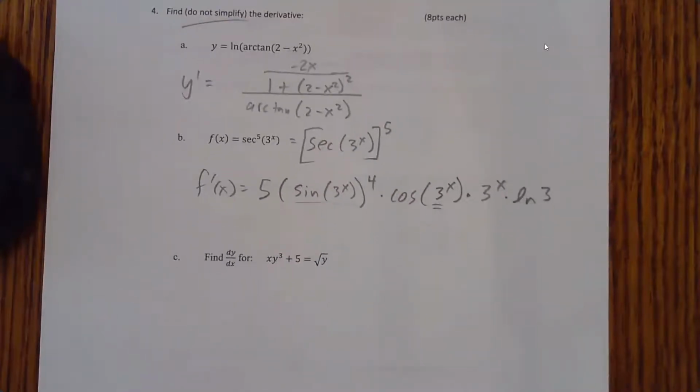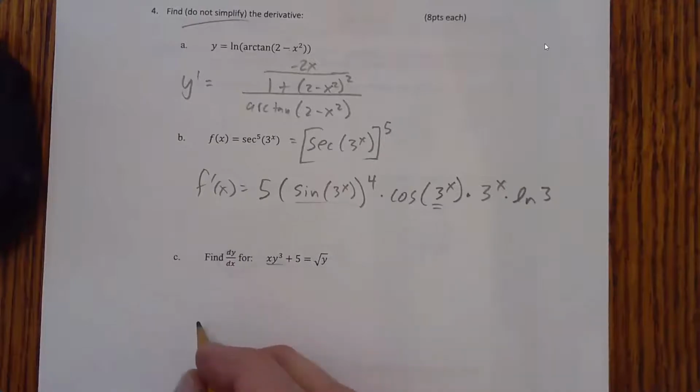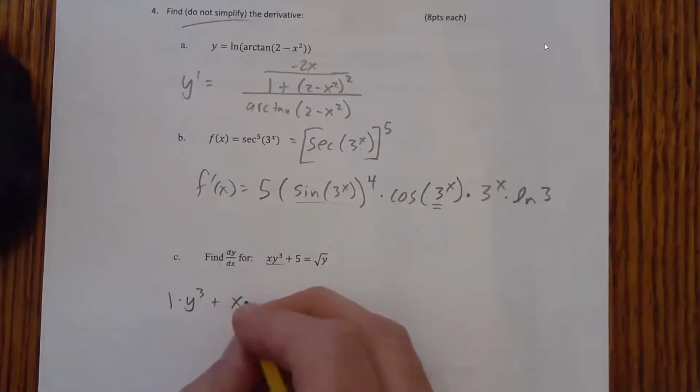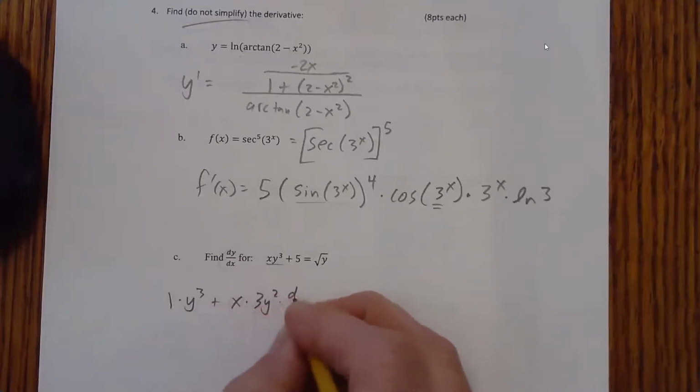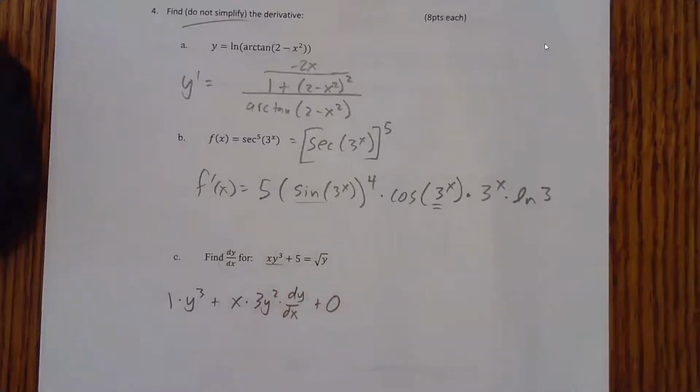In part C, we have an implicit function. I can see from the way the x's and the y's are mixed up. So I need to find the derivative implicitly. When I take the derivative of the first, that's going to be a product. Derivative of the first times the second: 3y squared times dy dx, right? Every time I take the derivative of y, I get dy dx.